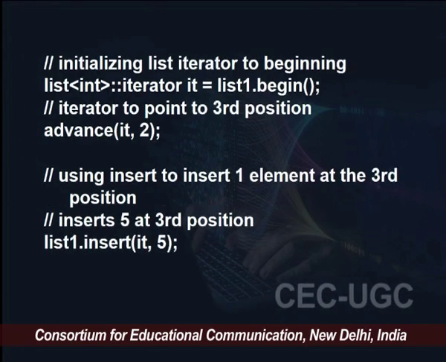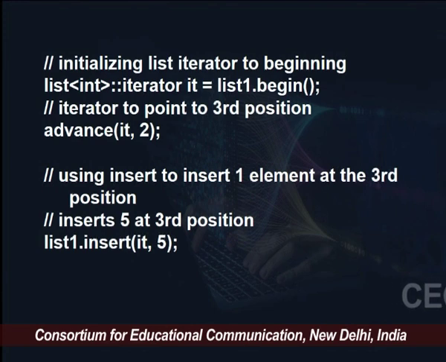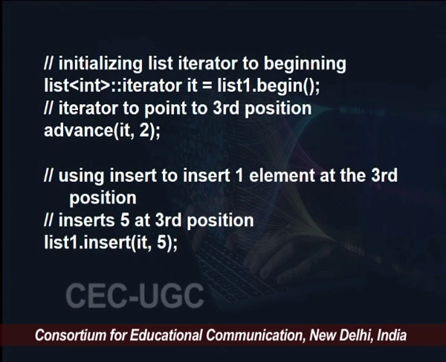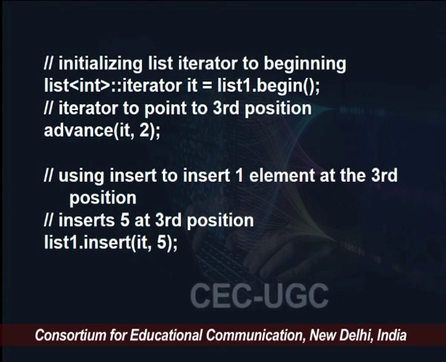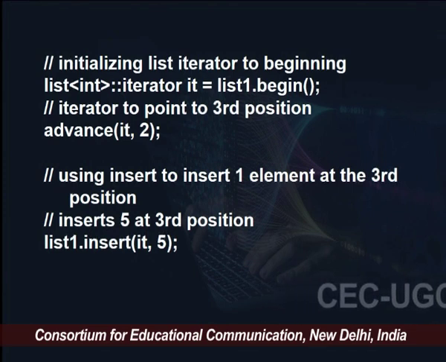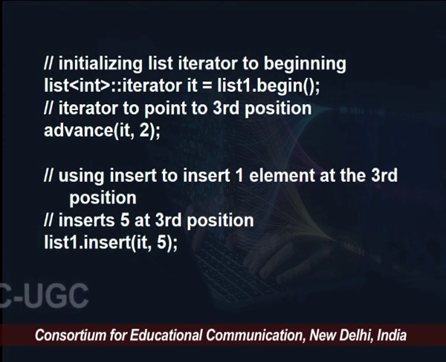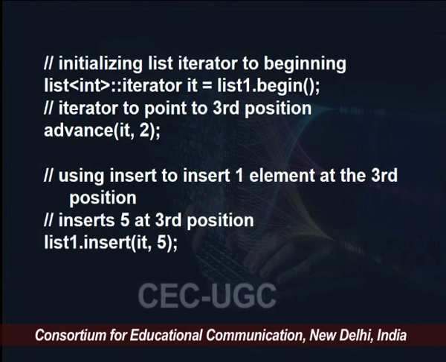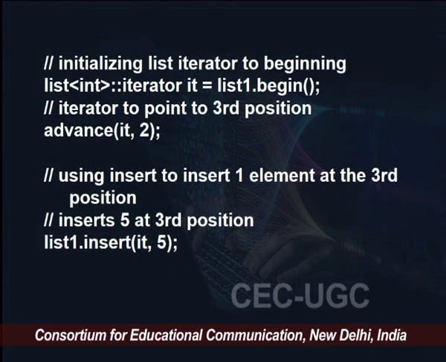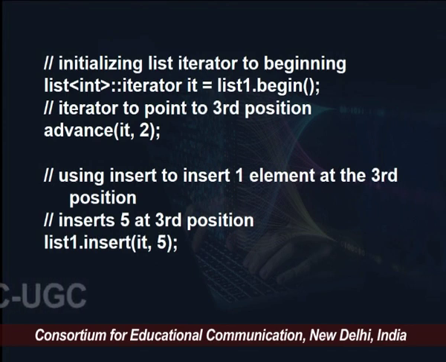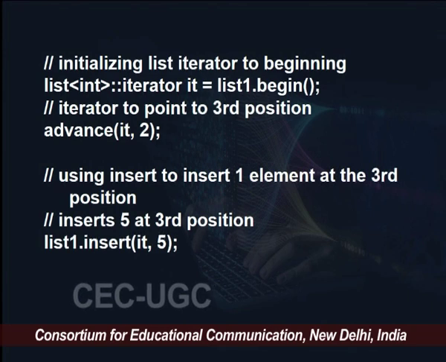Moving further, we are going to initialize the list iterator to the beginning, and then make it point towards the third position. In order to initialize the list iterator to the beginning, we will first declare a list iterator, and with the help of the begin function of the list, we are going to place it onto the beginning of the list.